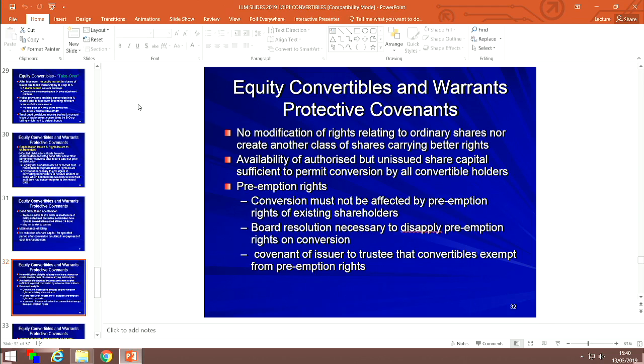You will notify the issuer that you are converting the bonds that you've got, and could the issuer now issue new shares in place of the bonds for the value of the bonds at the strike price? It's as straightforward as that.